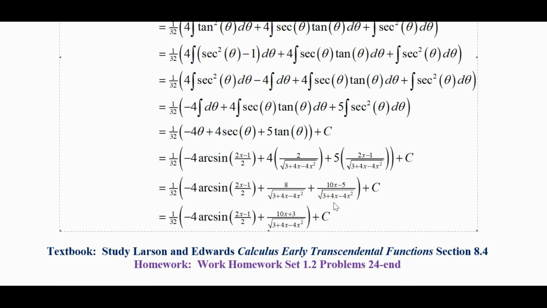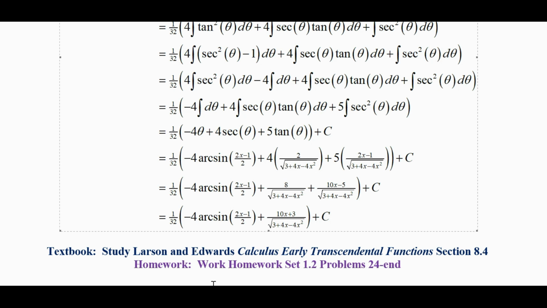All right, since these have the same denominator, I'm going to keep that denominator and add the numerators. 10x minus 5 plus 8 more is 10x plus 3. And I'm just going to leave it at that for this point. My final answer: it's 1 over 32 parentheses negative 4 arc sine 2x minus 1 over 2 plus 10x plus 3 over the square root of 3 plus 4x minus 4x squared plus c.